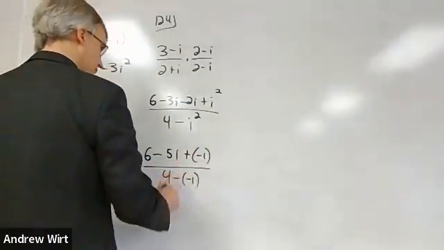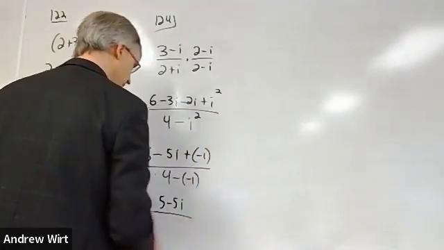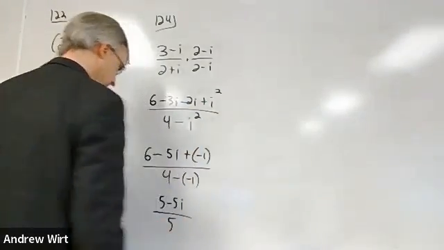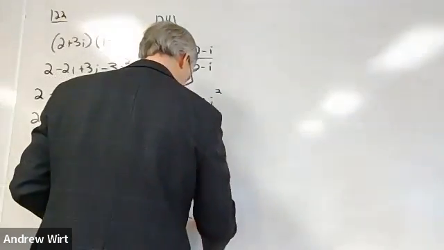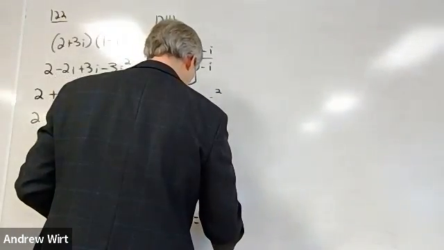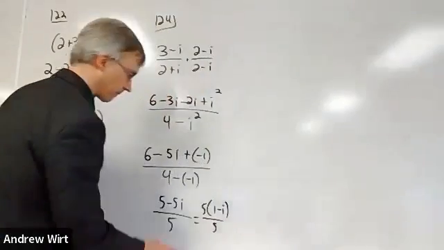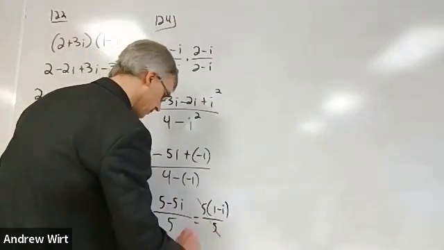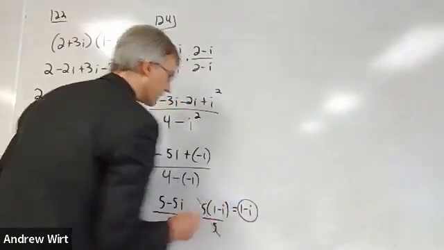All right, 6 plus negative 1 is 5, so that's 5 minus 5i on top over 5 on the bottom too. Now we can factor a 5 out of the top. So we get 5 times 1 minus i over 5. The 5's cancel, and we get 1 minus i.